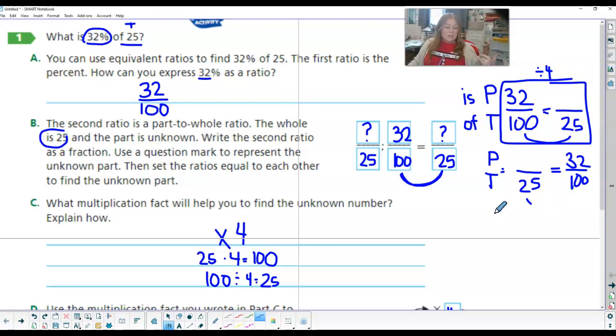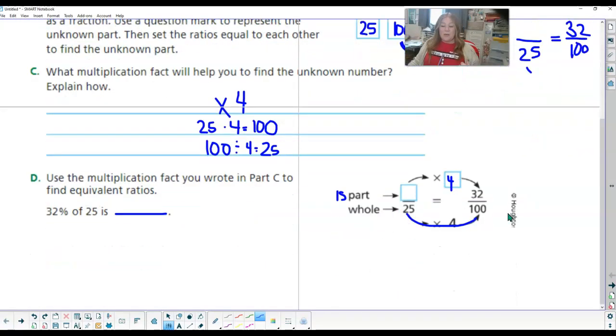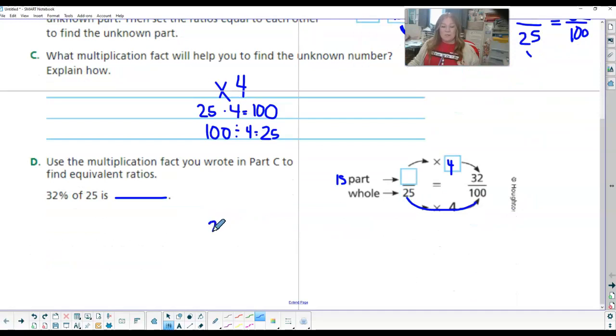So that's one strategy. You can also, once you set it up, so we wanted to know what did we have out of 25 when it was 32 divided by 100, I can do 25 times 32 and divide it by 100, and it's going to equal the same thing. So this was a nice one because 25 goes into 100, but if it doesn't go in there perfectly, there's always our cross multiply and divide strategy as well.